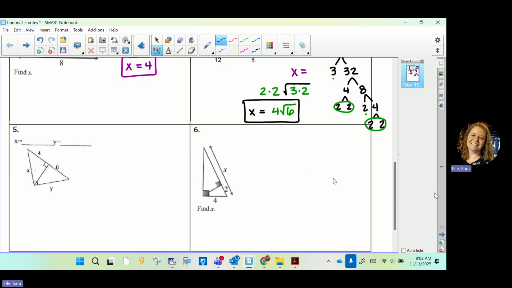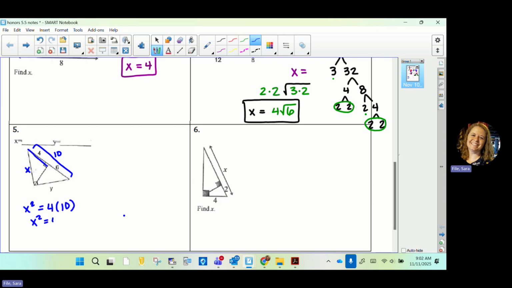All right, what about in number 5? I'm looking for both legs. Okay, so I'm going to have to do the leg rule twice. Okay, so for X, I'm going to use the 4. And what's the C? What's that total length? 10. The hypotenuse of the big triangle is 10. Okay, so I would write this out as x squared equals 4 times 10.